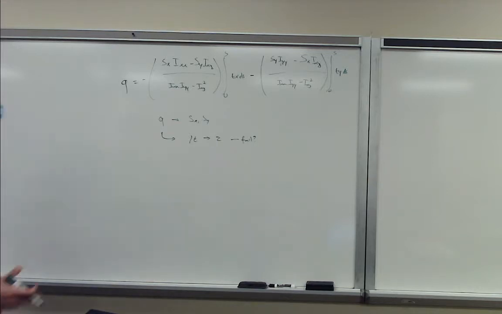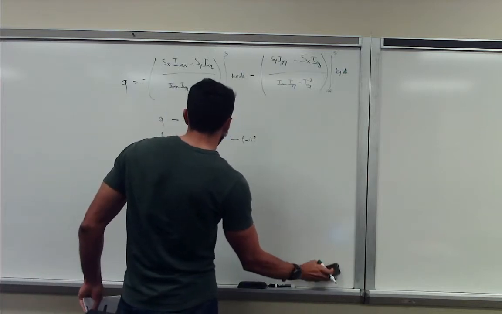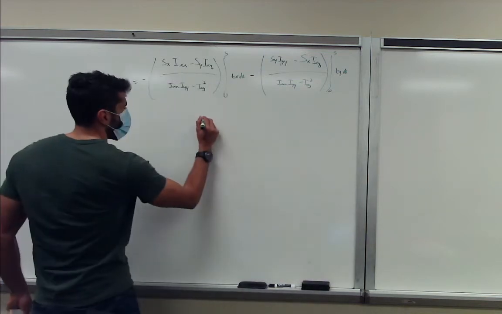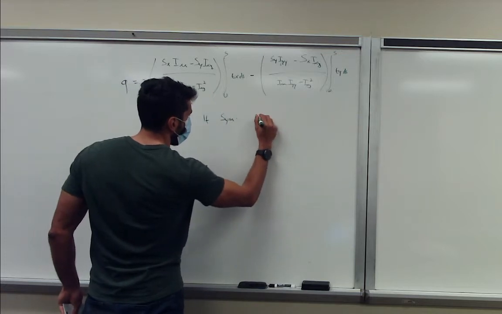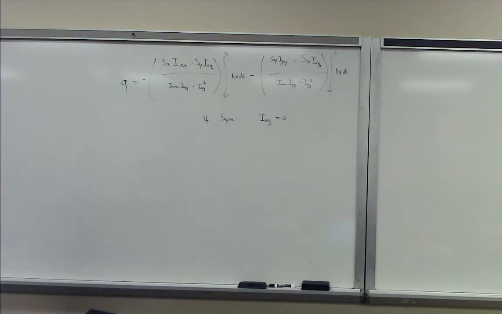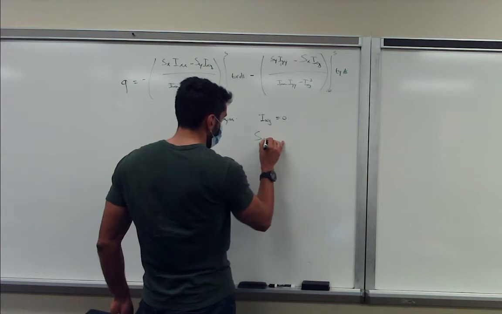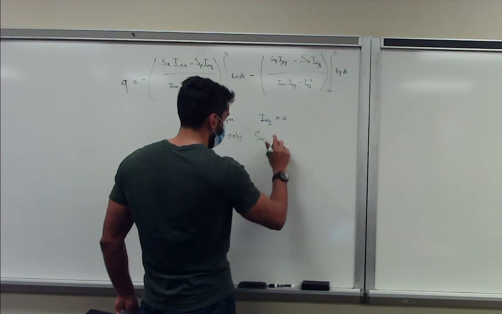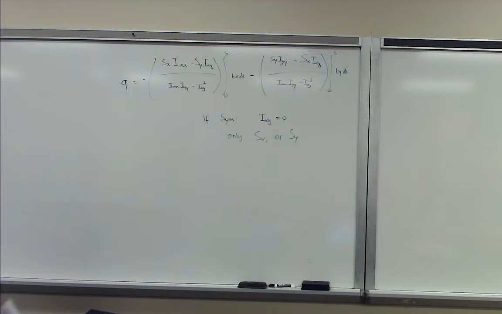Of course, if we have a symmetric cross section, the previous things that we stated for bending are still true. So if we have symmetry, then Ixy is 0, so this reduces significantly. And then, of course, in most problems, only Sx or Sy is given. So then we reduce it even further.